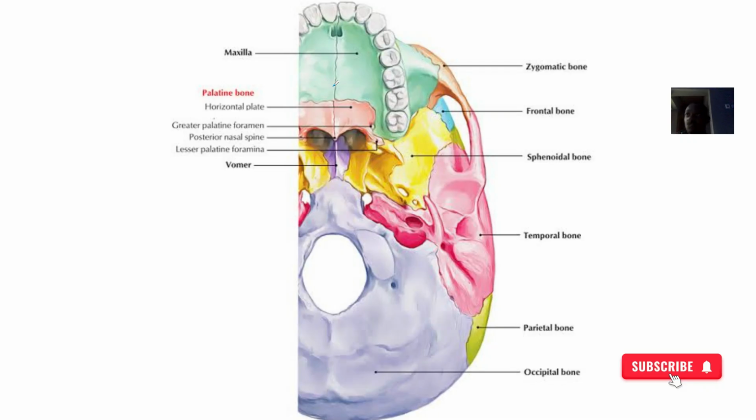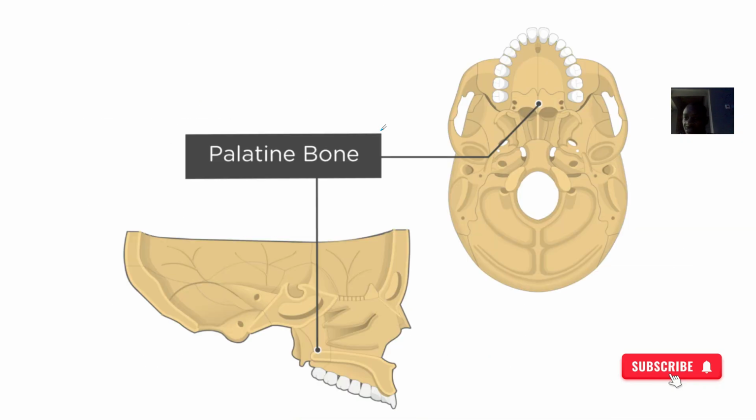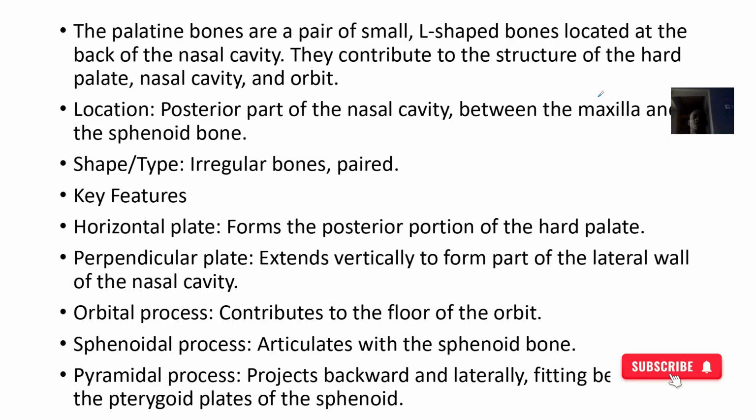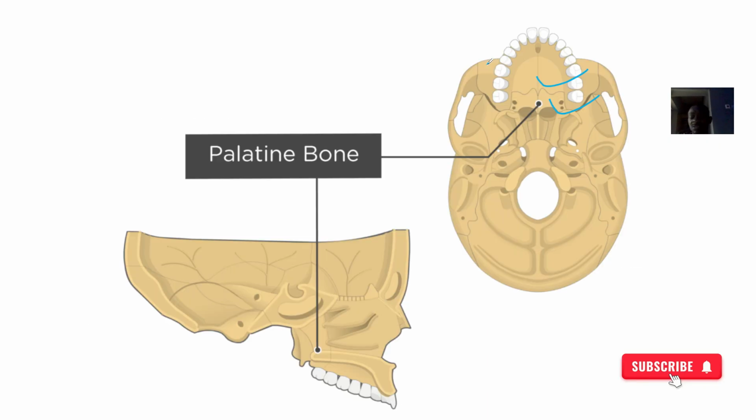Not really the whole roof, but the back of the roof, because the front of the roof, you have the maxilla there. So the palate is actually what? At the back. Are you getting it? The front here is the maxilla. At the back, you have the palatine bone. Alright? So that is actually a pair.